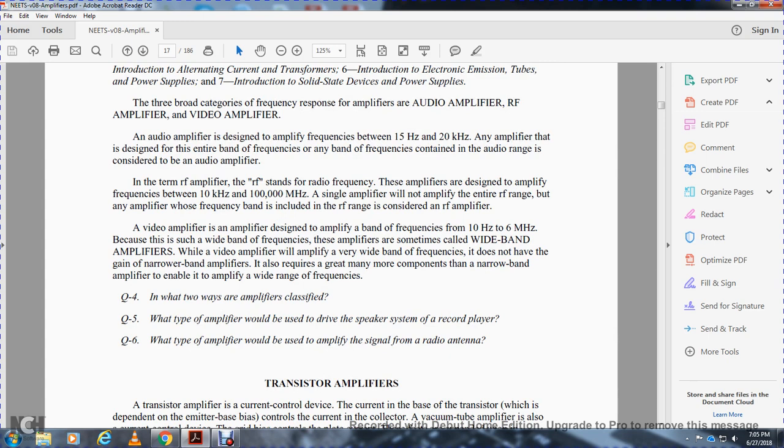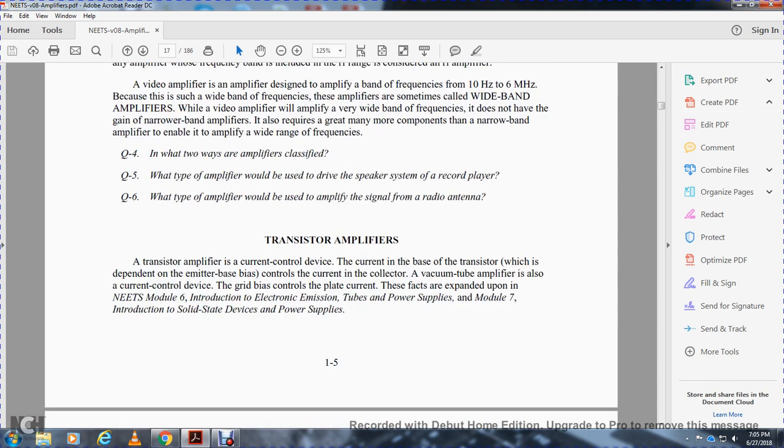A video amplifier that amplifies a very wide band of frequencies does not have the gain of the narrow band amplifiers. It also requires many more components than the narrow band amplifier to enable the ability to handle a wide range of frequencies.